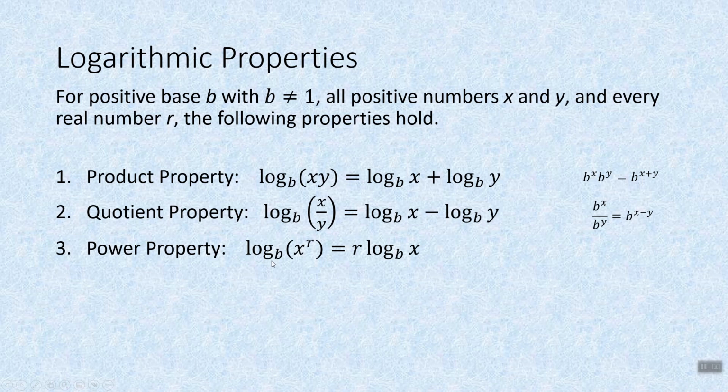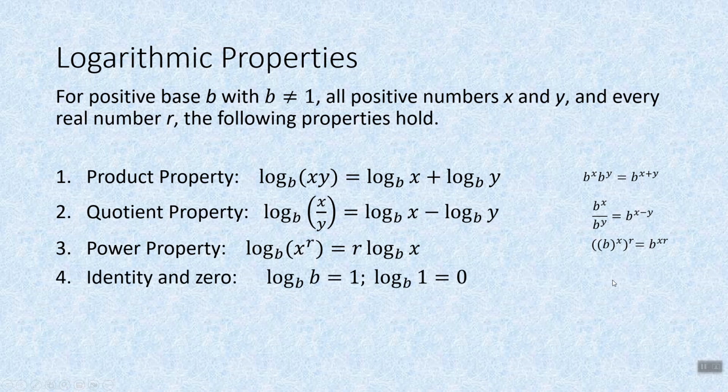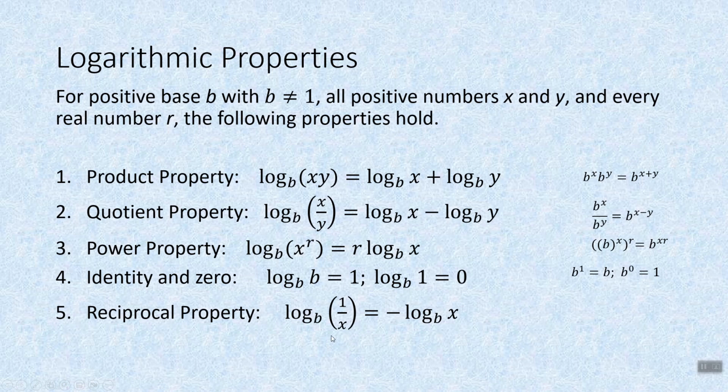We have a power property that says log base b of x to the r equals r times log base b of x, and we've seen that before. A power raised to a power is multiplication. We have the identity and zero. What power do I put on b to get b? Well, we put the power of 1. We've seen this before: b to the 0 power equals 1. So log base b of 1 must be 0. It's just rewriting these equations. Our reciprocal property says that log base b of 1 over x is equal to negative log base b of x. Remember, all a log is an exponent, and when we cross that fraction bar, we change the sign.